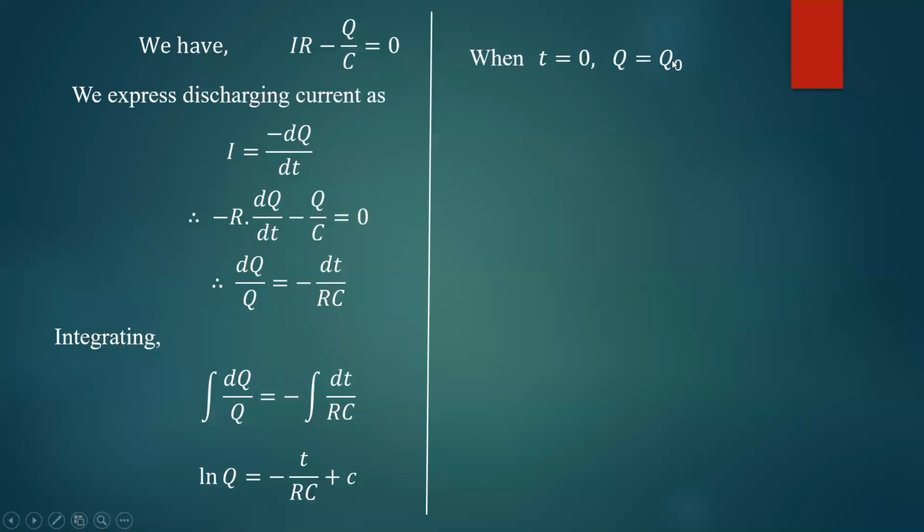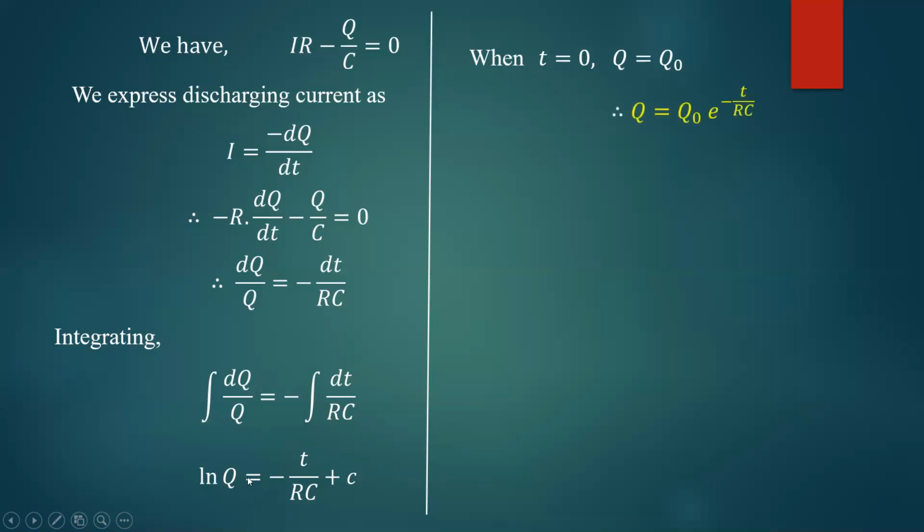Remember, this is the discharging case. Initially, the capacitor was fully charged. That's why the charge on the capacitor is q naught. A fully charged capacitor is connected, then it discharges. That's why when t equals 0, q will be equal to q naught. So put t equal to 0 here. This term becomes 0. Then q will be equal to q naught.